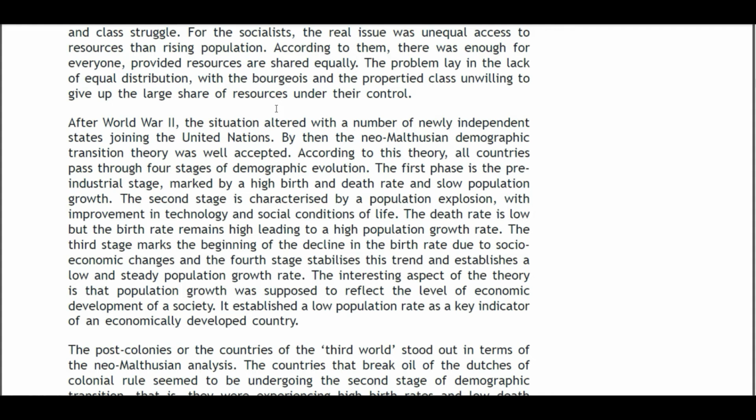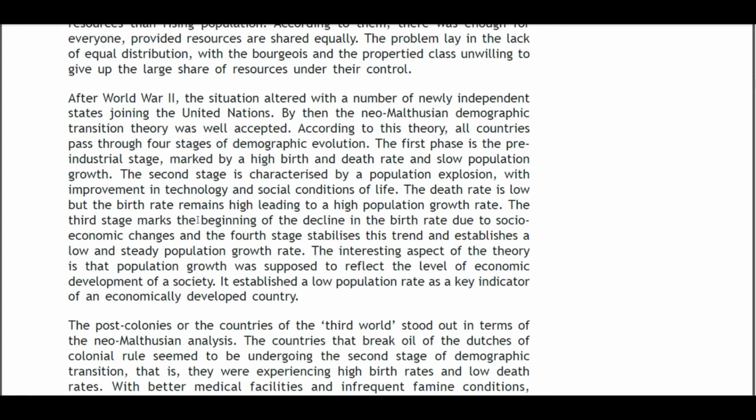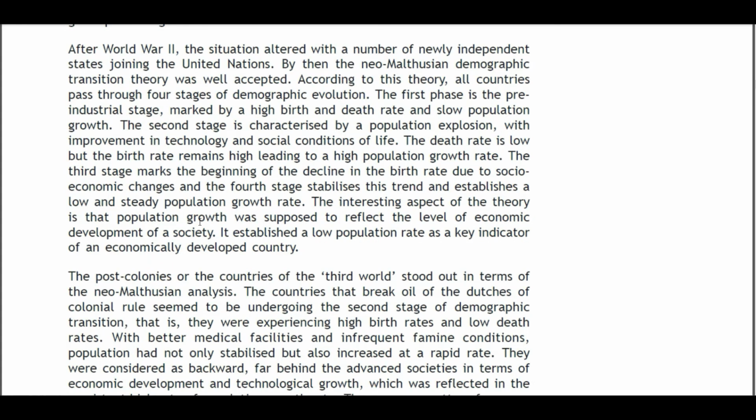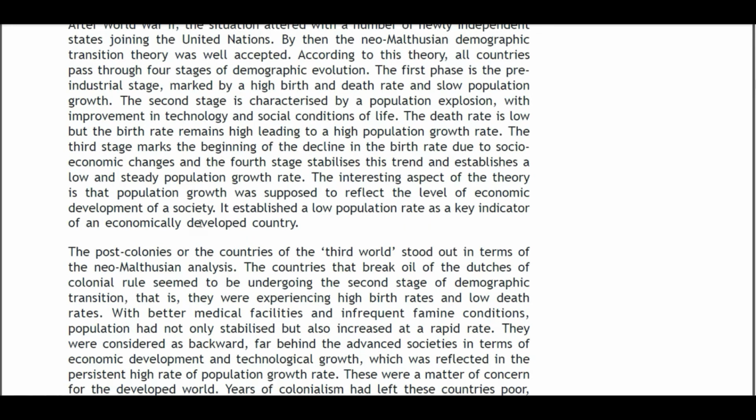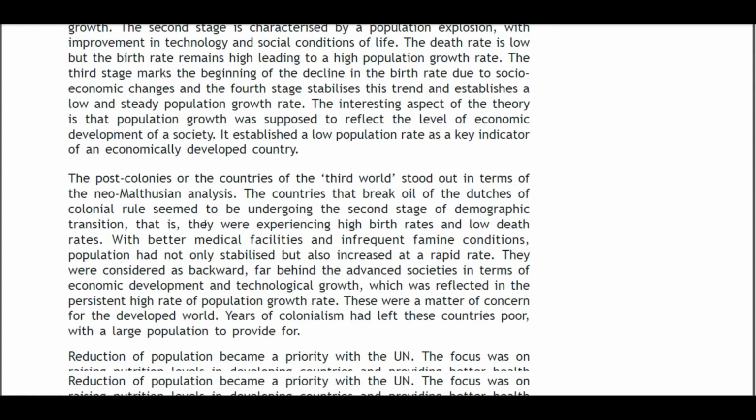The third stage marks the beginning of the decline of the birth rate due to socio-economic changes, and the fourth stage stabilizes this trend and establishes a slow and steady population growth rate. The interesting aspect of the theory is that population growth was supposed to reflect the level of economic development of a society. It established a low population growth rate as a key indicator of an economically developed country.